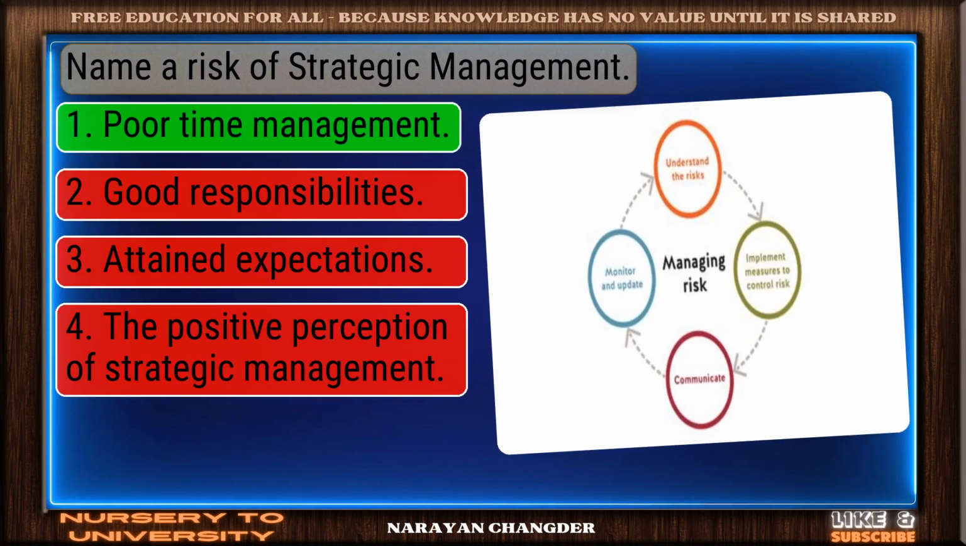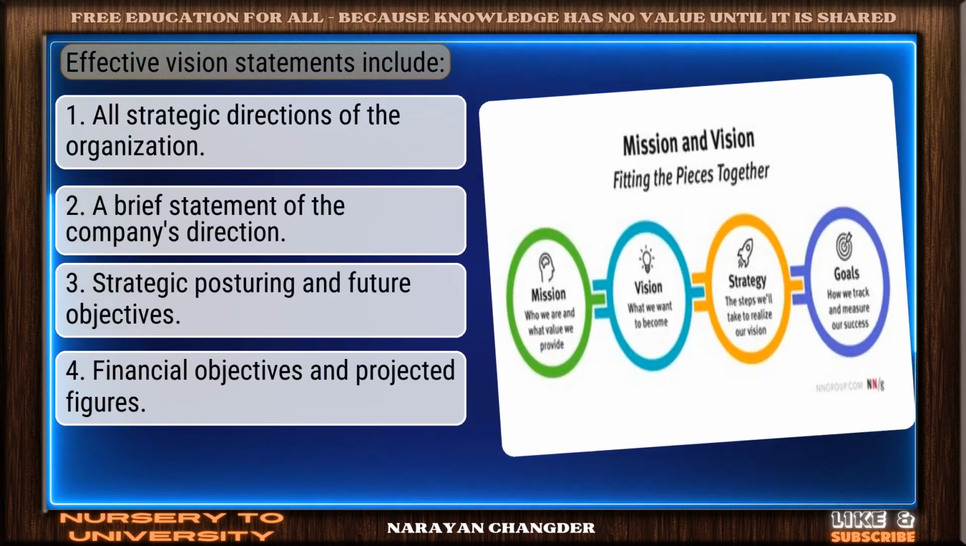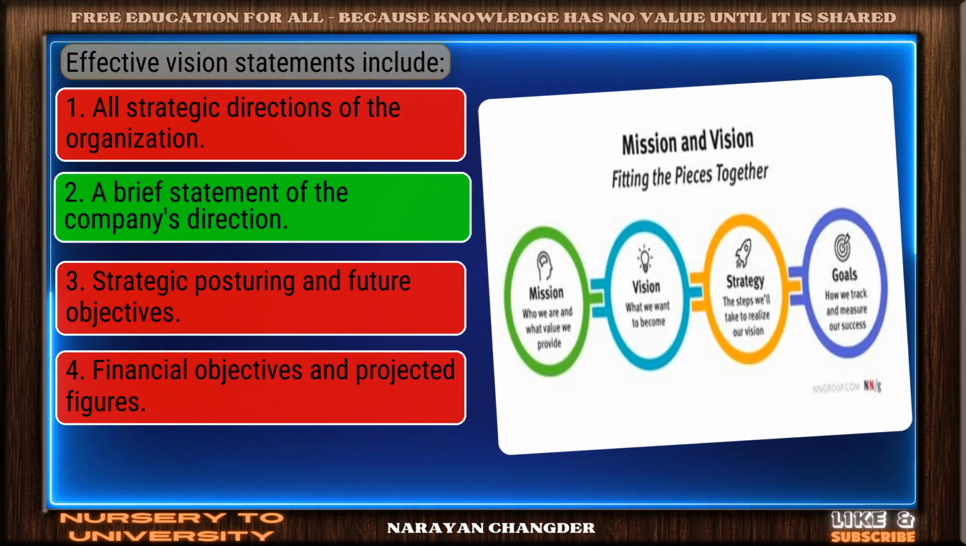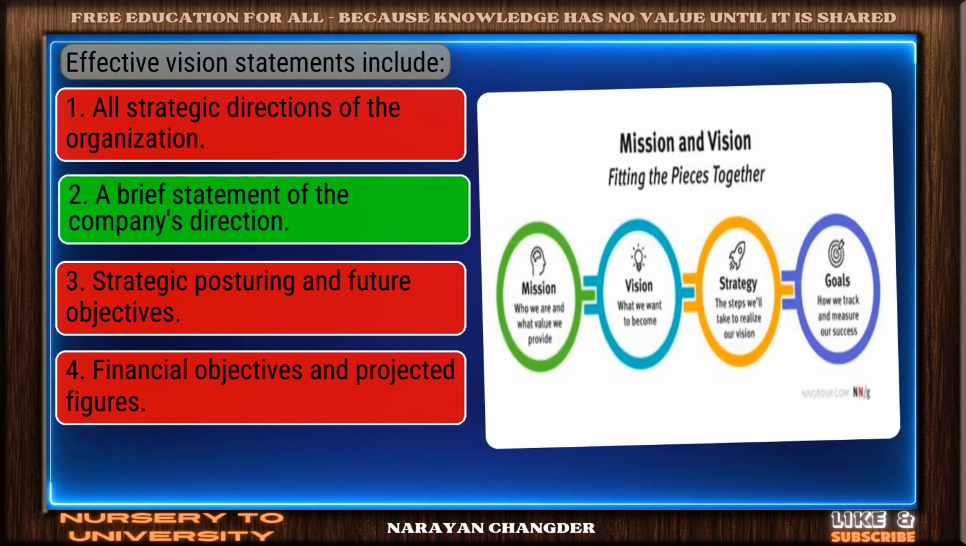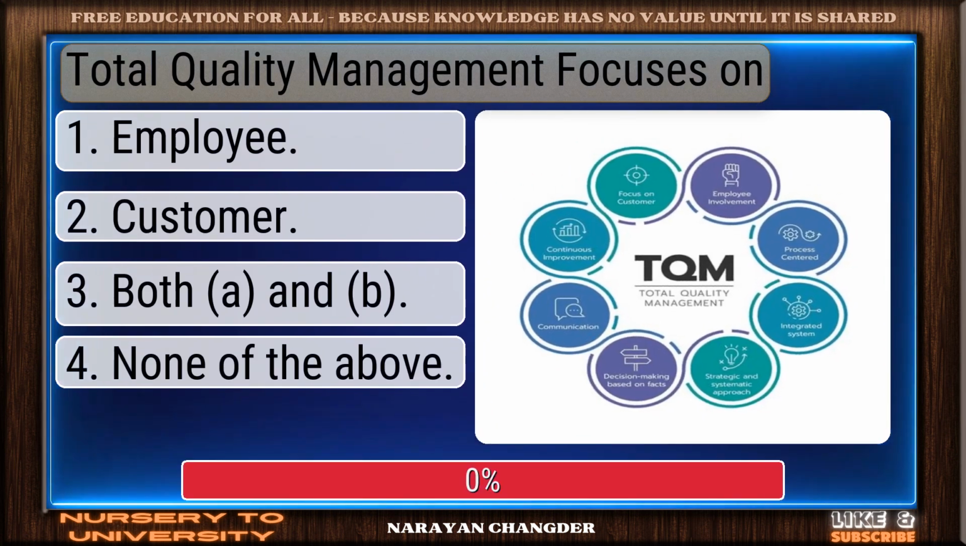On track. Poor time management is the correct answer. Effective vision statements include. Sharp thinking. A brief statement of the company's direction is the right choice. Total quality management focuses on.